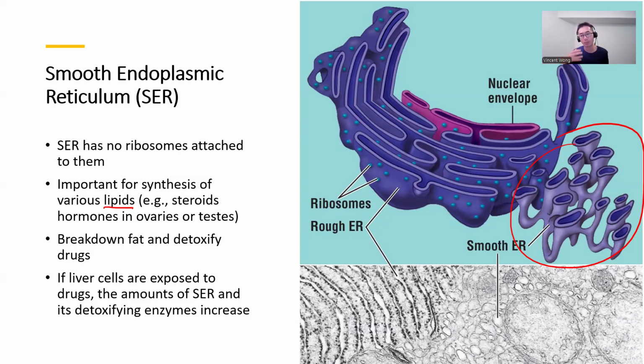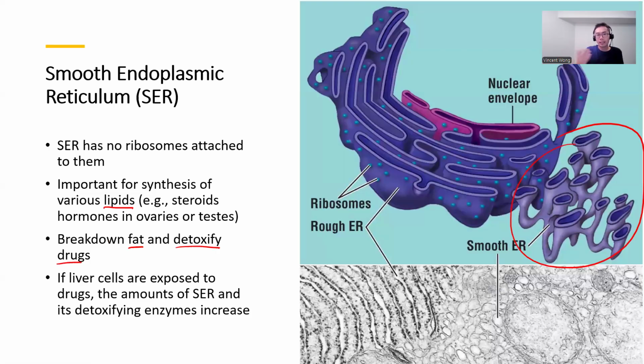Cells that are specialized in certain functions might have more of one type than others. So in the ovaries or the testicles, because the cells need to make these steroid hormones, you would expect to find more smooth ER in them. In a cell that is specialized in protein synthesis, you would expect to find more rough ER in them. The smooth ER, as we said, is also useful for breaking down fats and detoxifying drugs.